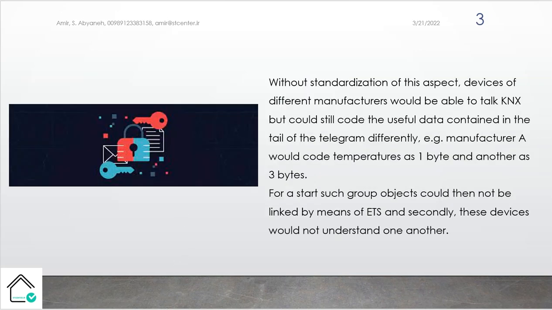So notice that without standardization, devices of different manufacturers would be able to talk KNX but could still code the useful data contained in the tail of the telegram differently. Example, manufacturer A would code temperature as 1 byte and another as 3 bytes. For a start, such group objects could then not be linked by means of ETS, and secondly, these devices would not understand one another. Okay, so what do we do in KNX to get rid of these problems?